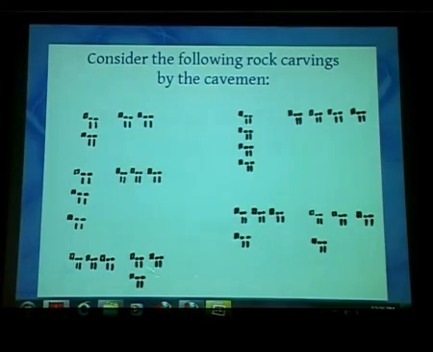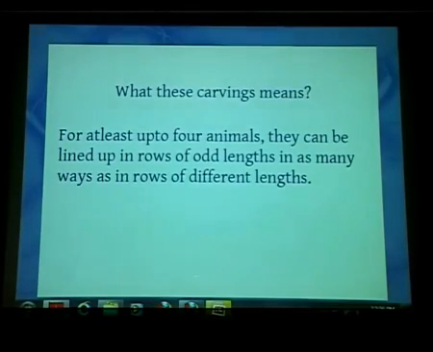Here 2 comma 1 means rows of animals having different lengths. The number of animals standing in the first row should be different from the number in the second row. So that's what this carving means. For at least up to 4 animals, they can be lined up in rows of odd lengths in as many ways as in rows of different lengths.